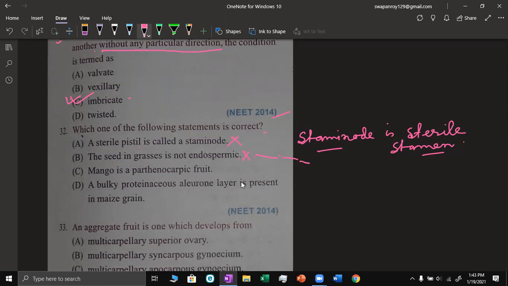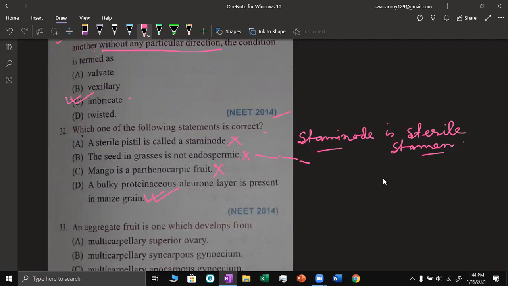Mango is a parthenocarpic fruit. This is also wrong. Parthenocarpic fruits are those developed without fertilization, and those developed without fertilization don't have seed. But mango has seed. So this is also not correct. Banana is a parthenocarpic fruit. All right, that's why in banana we don't get seeds; it is produced without fertilization. A bulky proteinaceous aleurone layer is present in the maize grain. This is correct.